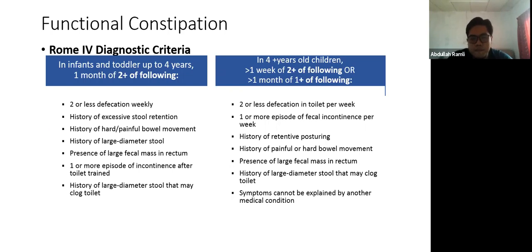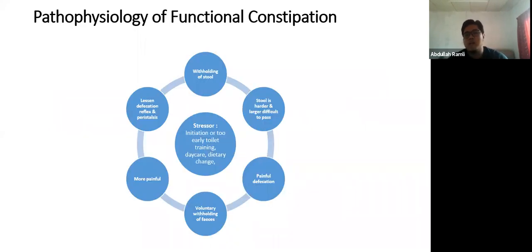So in the next slide, I'm going to briefly explain the pathophysiology of functional constipation. It could be due to stressors such as too early toilet training, sending the child to daycare, or dietary changes. These are the stressors that might induce functional constipation. The child will usually try to withhold the stool, which in return makes the stool harder and larger, and difficult to pass. From this, it will cause painful defecation for the child.